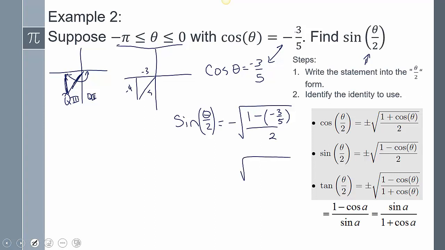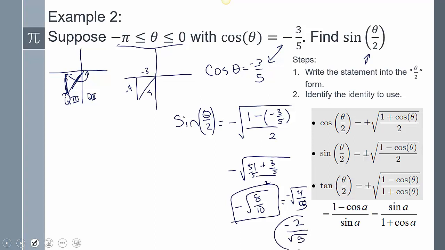And so this is going to be the negative square root of 1 plus 3/5 all over 2, 5 over 5, so that's going to become 8 over 10, the square root of that. And you can reduce that into 4/10 or 4/5, which is then going to be negative 2 over root 5. I know there's a square root in the denominator. That's okay. We can just leave it as that.